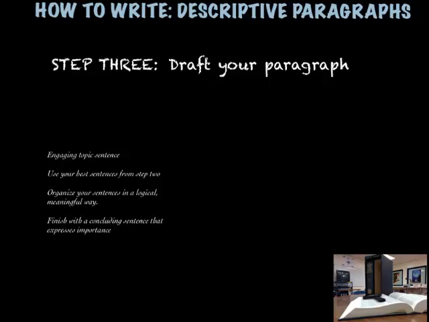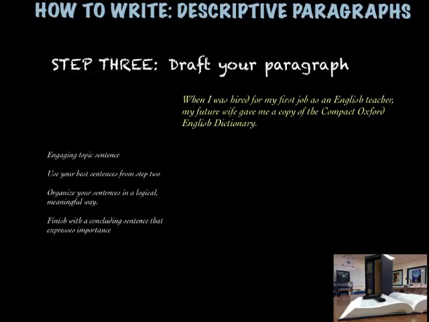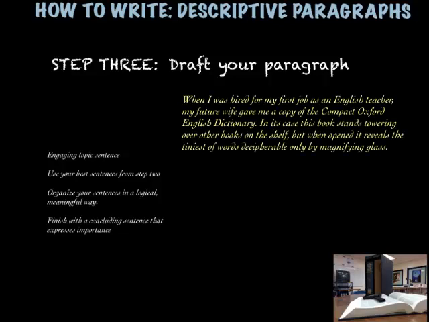For my topic sentence, I want to avoid saying something like, the topic I'm going to describe is blah, blah, blah. Rather, I want to pull the reader in with something like, when I was hired for my first job as an English teacher, my future wife gave me a copy of the compact Oxford English Dictionary. Then add my descriptive sentences in a logical order from step 2. In its case, this book stands towering over other books on the shelf. But when opened, it reveals the tiniest of words decipherable only by a magnifying glass.